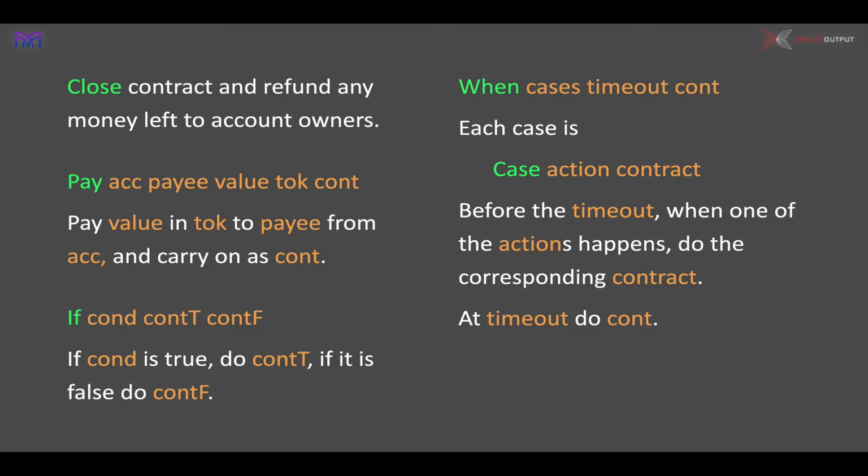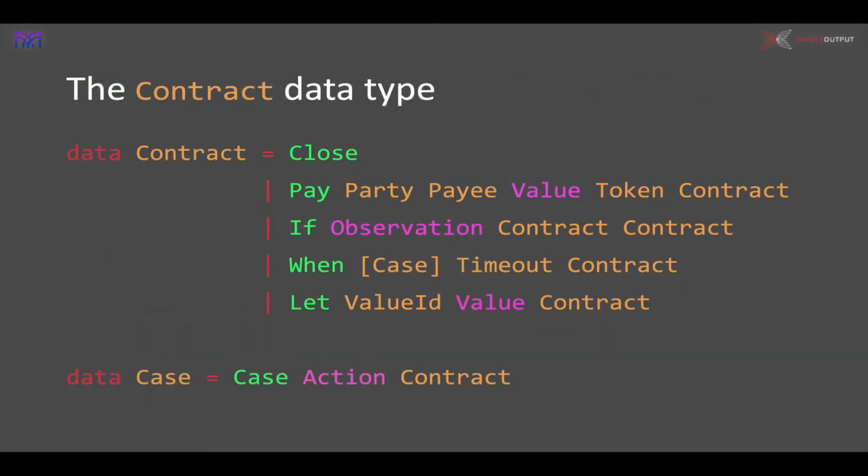So we know whatever happens, this contract will progress by the timeout. It will do cont. But if any of the actions happens before, then the corresponding contract is executed. So we talked about pay and if and when and close. The only other thing to talk about is let, which, as I said, captures a value.